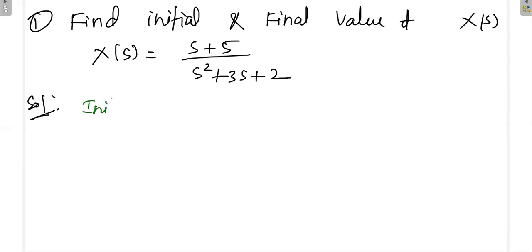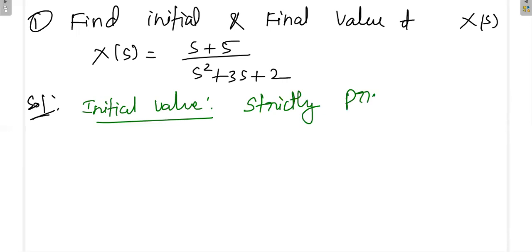To apply the initial value theorem, we have to verify whether the given function is strictly proper or not. Yes, it is strictly proper. That is the first step that we have to do: verify the nature of the transfer function given. Is it strictly proper or not? This is strictly proper because the numerator degree is less than the denominator degree.